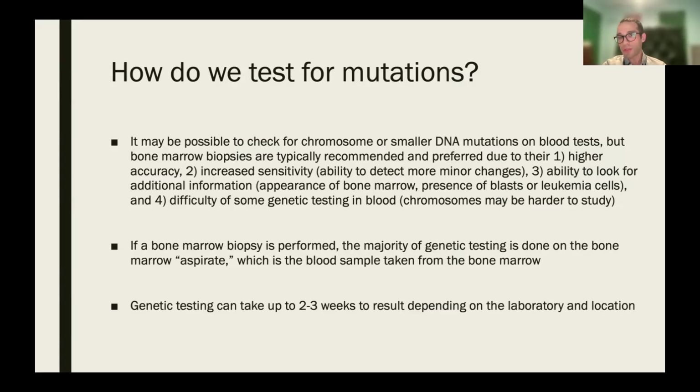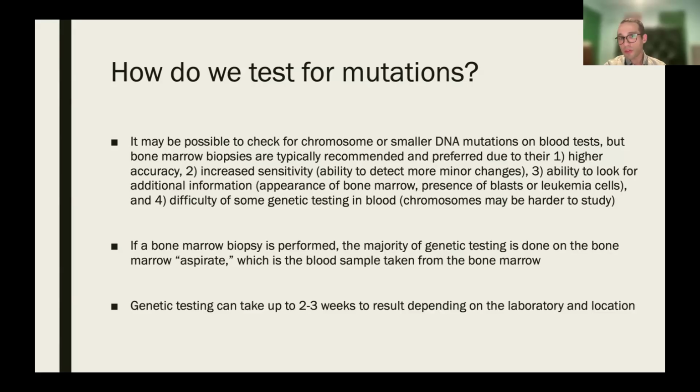It may be possible to check for chromosome changes or smaller DNA mutations like missense mutations or point mutations on blood tests. But bone marrow biopsies are really the standard of care for these tests, and that's for a number of different reasons. They have higher accuracy probably than testing blood for these mutations. There's an increased sensitivity when you use bone marrow for these tests, so you can detect genetic mutations that are there at a lower amount than you would be able to detect from the blood.